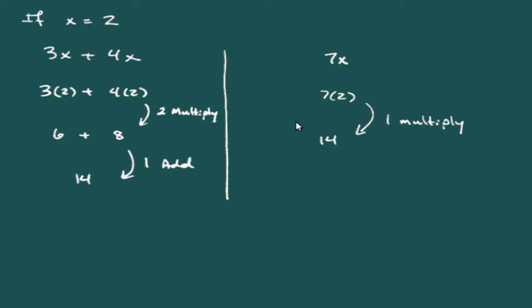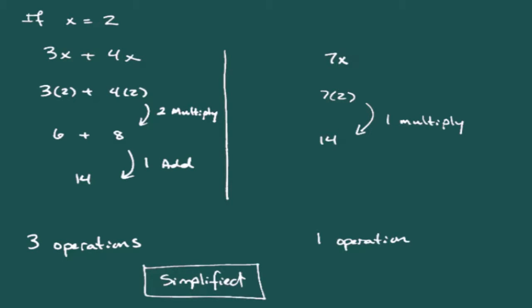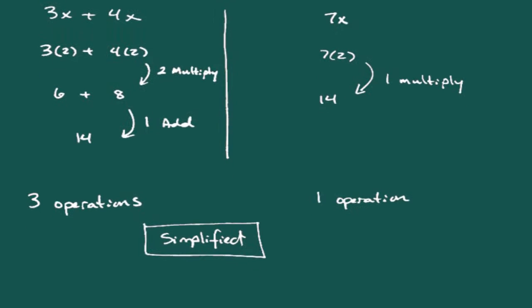Now after we use the distributive property to combine like terms, we just have 7x. Well, if we put 2 in for x, 7 times 2, we've got 1 multiplication to still get our answer of 14. And so what has actually happened in that case, we've gone from 3 operations down to 1 operation, and that is definitely what we mean by our expressions being simplified.